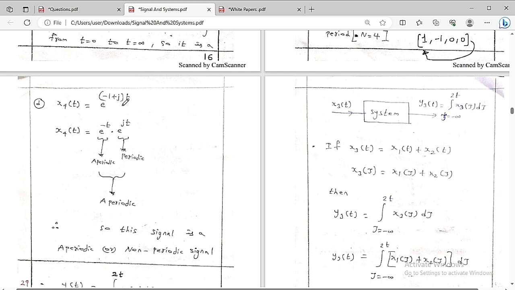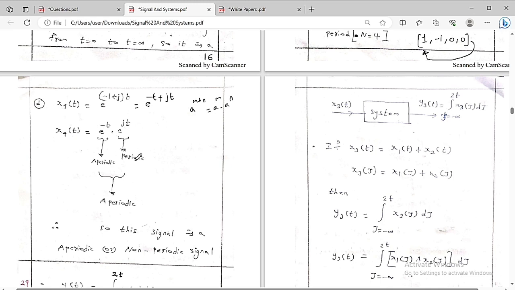So if I simplify what I am going to get, I can write it like this, right? e to the power of minus t plus jt, where e to the power of m plus n is equal to e to the power of m into e to the power of n. So e to the power of minus t into e to the power of jt. So e to the power of jt is a periodic signal.